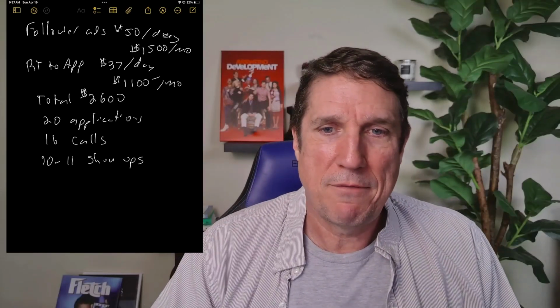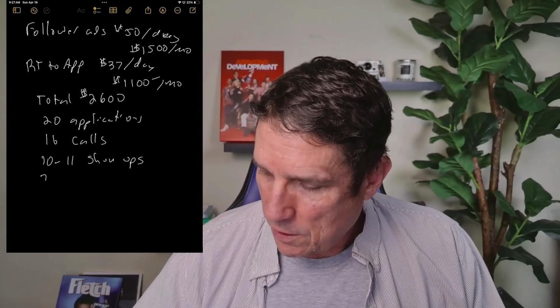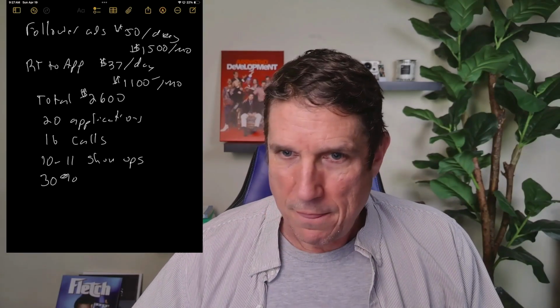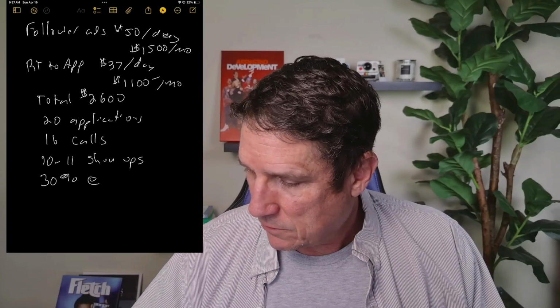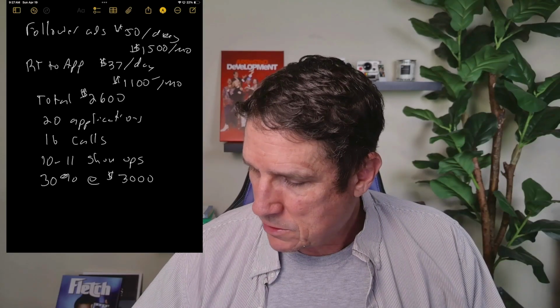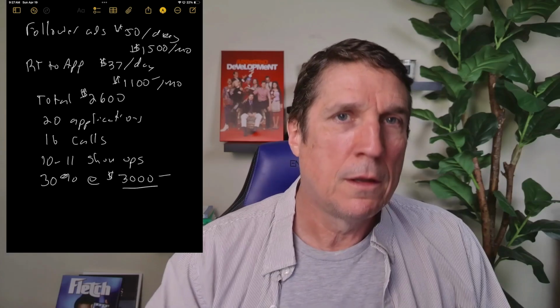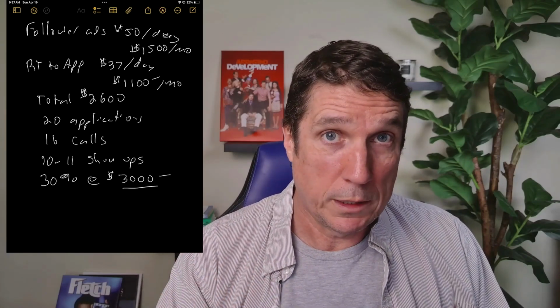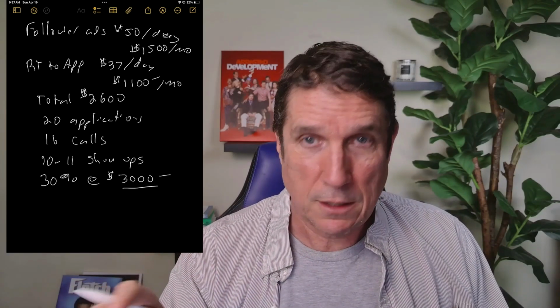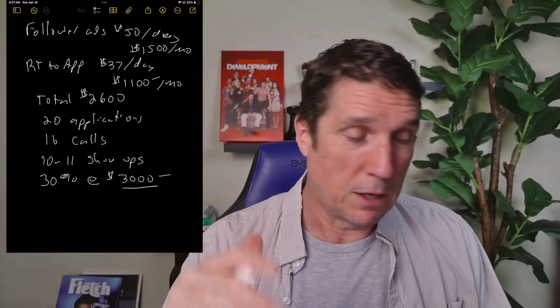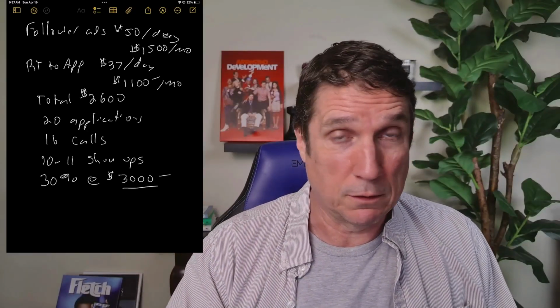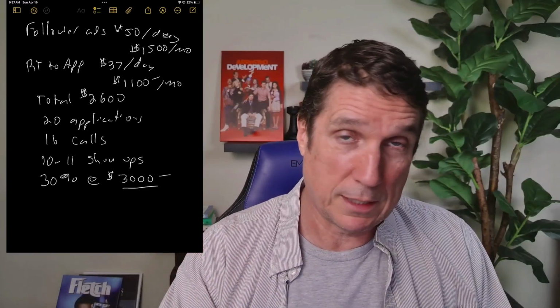And then once you have that, if you're able to close 30%, then that should be at $3,000. In other words, I'm going to assume you have a $3,000 offer. If you don't, make one. You're underselling yourself. You're not doing it right. If you have a $1,500 offer, double the value or triple the value and give it to them for $3,000.